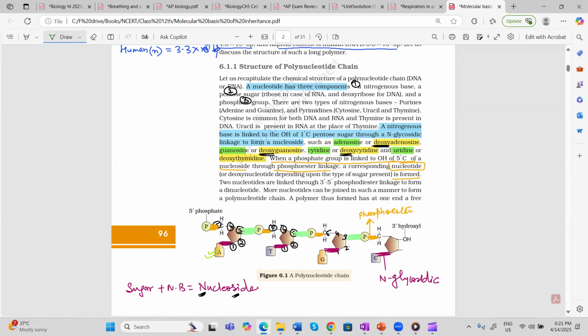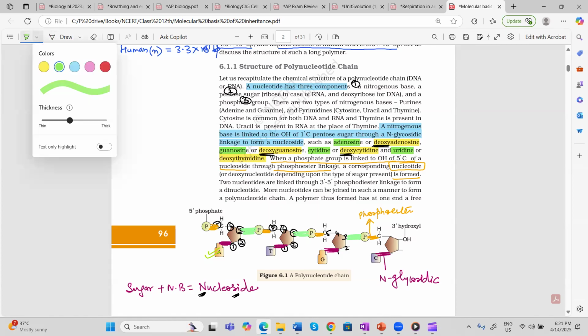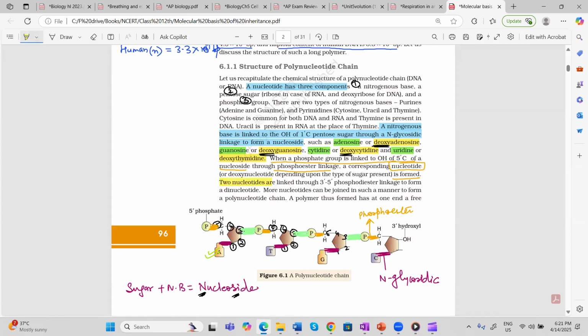Yes. So two nucleotides are joined by 3' to 5' because this bond is present between the third carbon of one nucleotide and the fifth carbon of another nucleotide. Which bond? Bond name is phosphodiester linkage. So this green color is what? This green color is phosphodiester linkage.